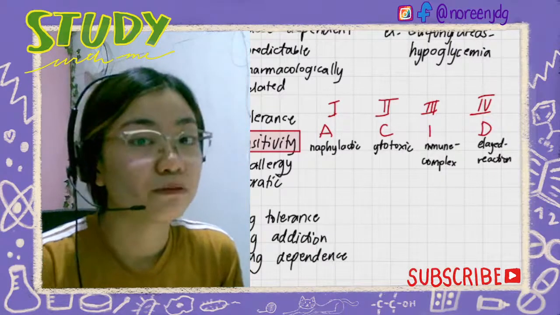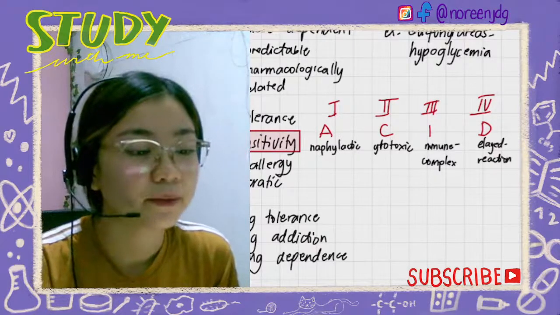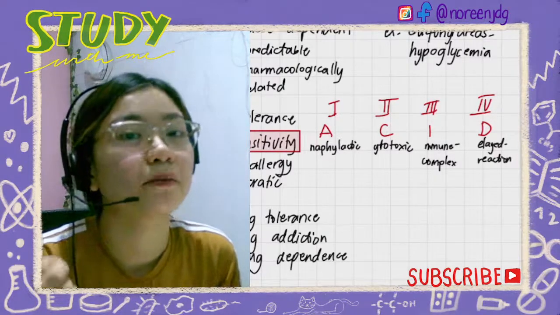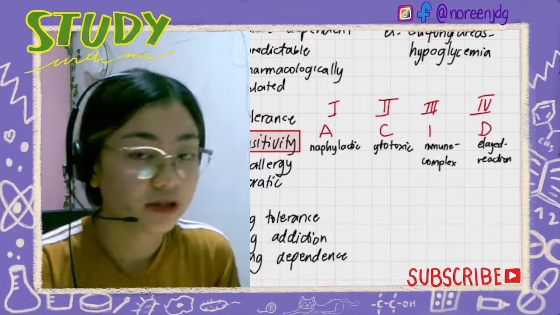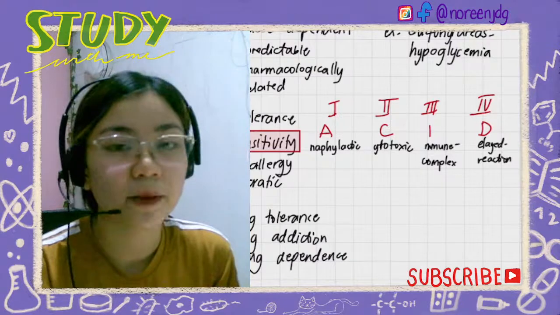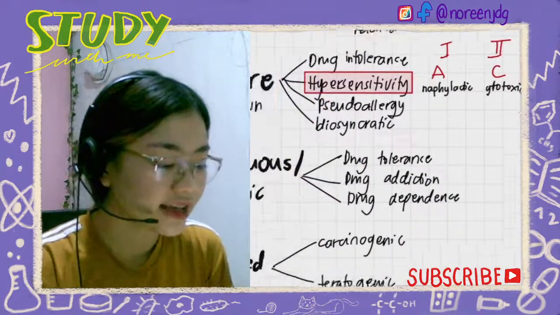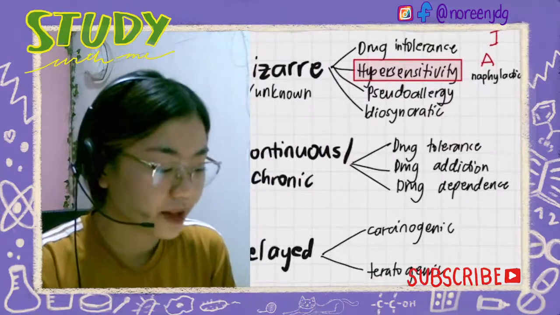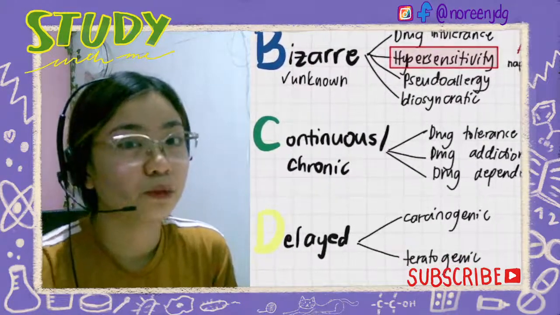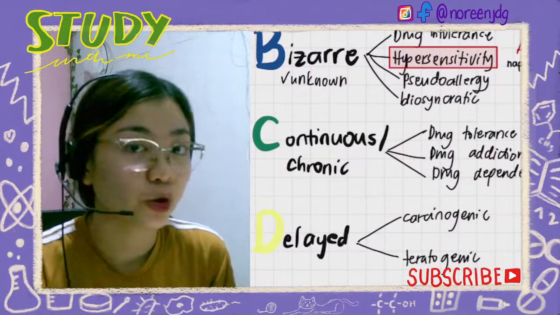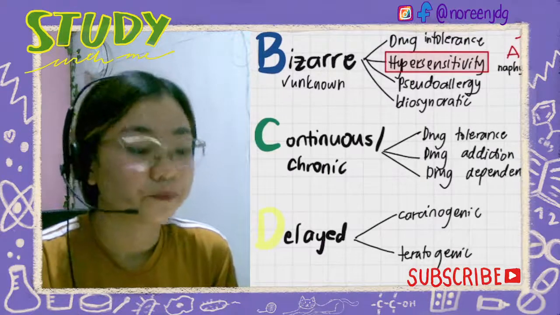And then, we have immune complex. Pag sinabi immune complex is, nandito na yung may kinalaman na yung antibody and antigen na nasa katawan. Then, we have D or delayed reaction. Ang may kinalaman naman dito is T cells. Next is continuous. Pag sinabing continuous or chronic, so technically, parang matagal mo lang ginamit yung gamot, kaya ka nagkaroon ng ganong side effect or ADR.